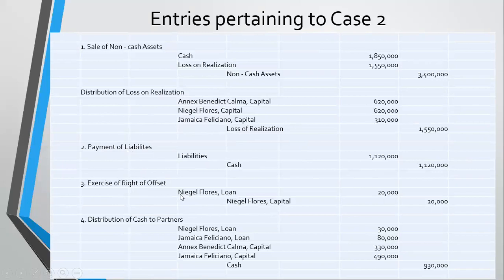Since there is a loan, we will just debit the loan account of Nigel, and then credit his capital so that we can add to it and eliminate his capital deficiency amounting to 20,000. And for the distribution of cash to partners, that is it. We just need to debit the accounts that normally have credit balances to zero them out, and credit cash to return the 930,000 to the partners in the form of loan and capital. So those are the entries pertaining to case number 2.